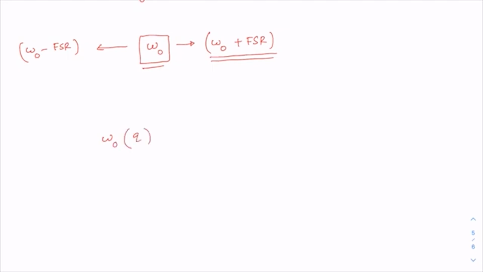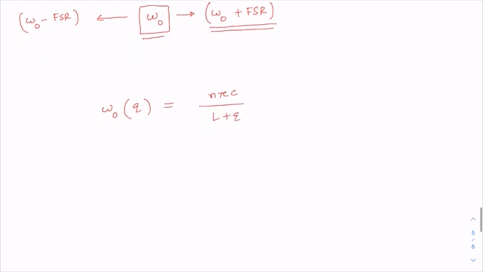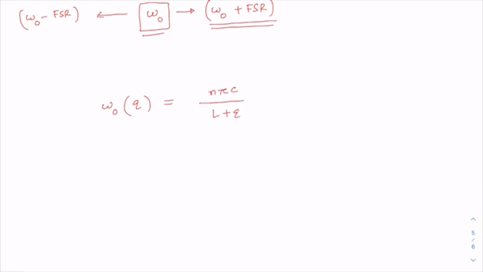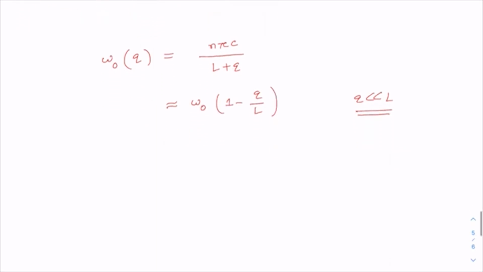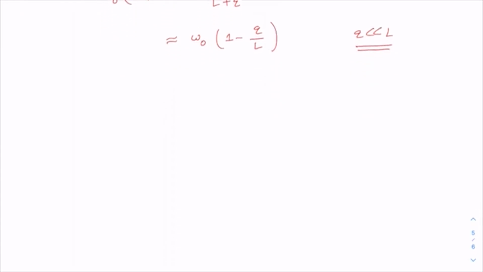Now it's a function of, say, the position of the oscillating, movable mirror, and earlier we discussed it. This is n pi c by (l plus q). The resonance frequency would now depend on the displacement q. If this displacement is much smaller than the length of the cavity, under that condition, we can write this expression as omega 0 (1 minus q by l).